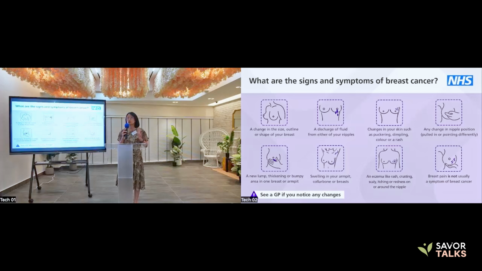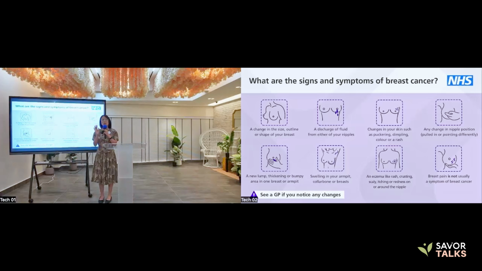Okay, and how do you check? You can check standing up or lying down also can. Or some people check during shower with the shower bath, it's much easier to check. So you need to go across the entire breast. You can either go in circular motion.